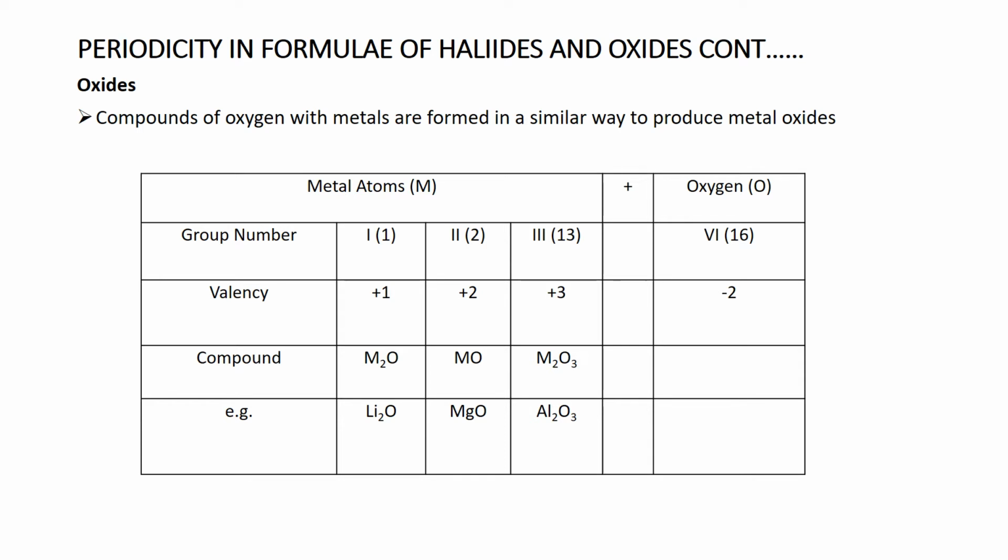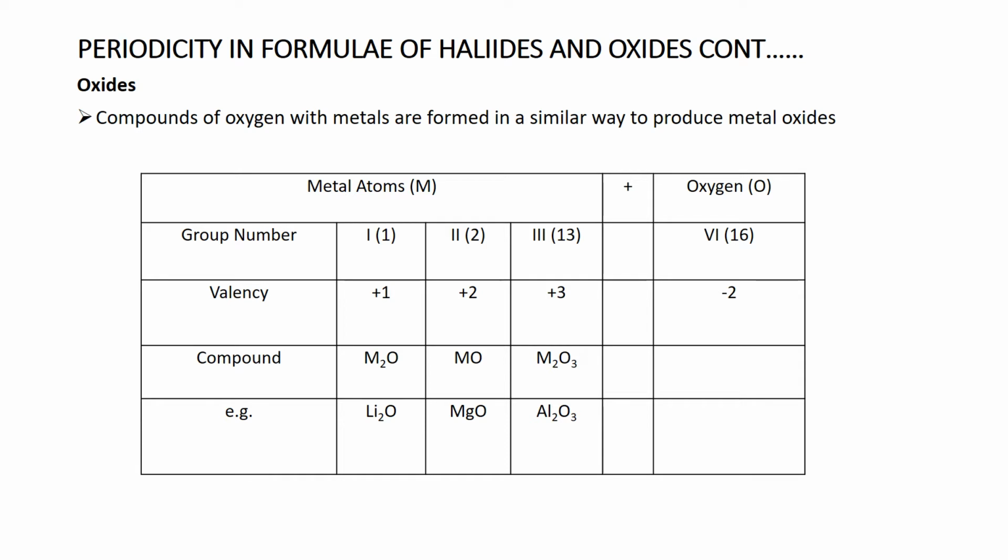So remember, when you use the crossover method that I taught you when you are writing the formula in case you are given a name, you use it here when oxygen reacts with a group 1 metal. The formula will be M2O. For example, when it reacts with lithium, the formula will be Li2O.